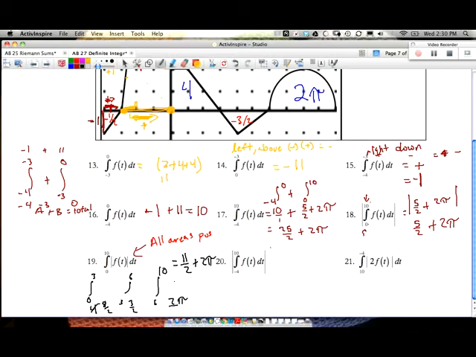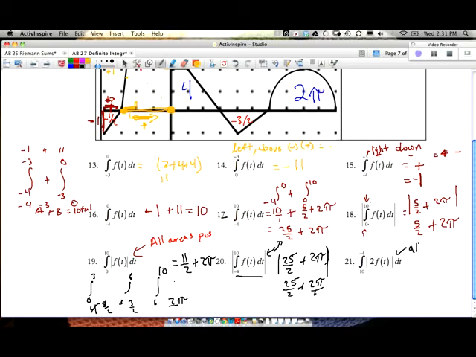Well, this is interesting again. Because the absolute value here is on the outside, we actually find the area, then take the absolute value. So that's like taking the absolute value of what we got in number 17. So what's the absolute value of 25 over 2 plus 2 pi? Well, it's still 25 over 2 plus 2 pi. Now, if that were a negative number, then we would have to make it positive. But it's not.